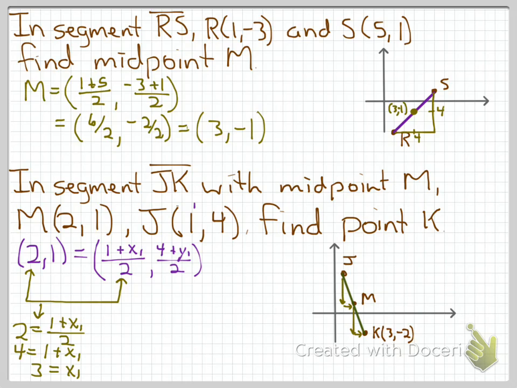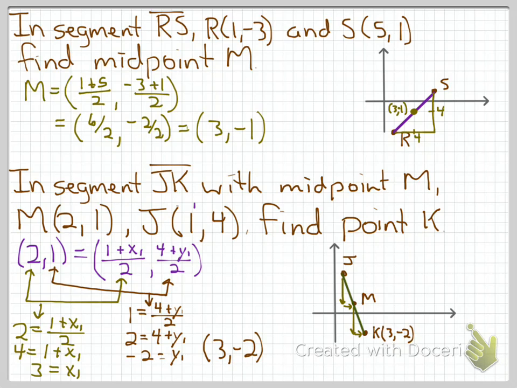Now we're going to take out the y values. And I could say now that 1 equals (4 plus y1) over 2. That becomes 2 equals 4 plus y1, and y1 is -2, which gives us our point is (3, -2). And how about that? It matches what we had. So our answer is K is the point (3, -2).